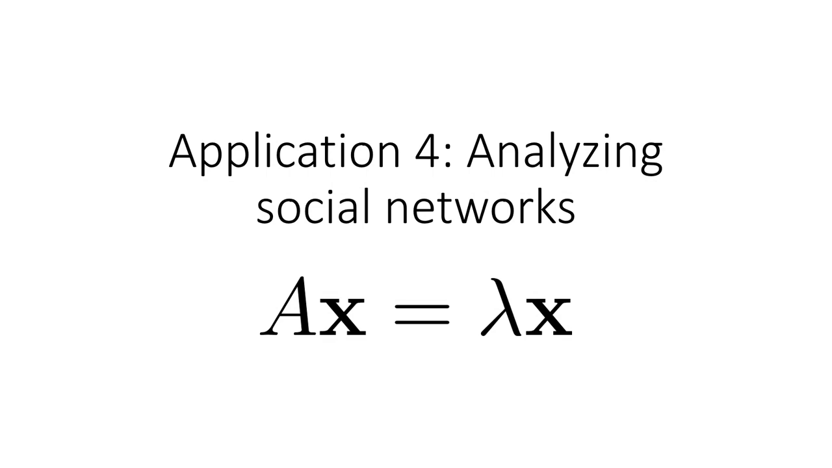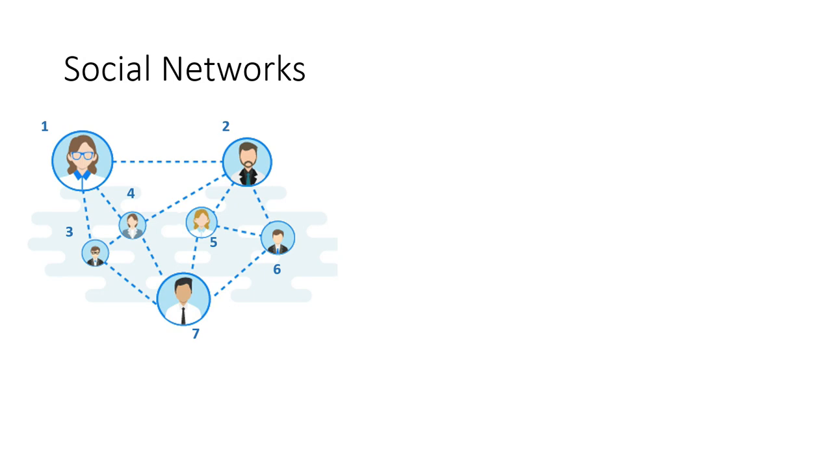All right, that brings us to our last application, analyzing social networks, or any network really. Let's suppose that we have a group of people and we map out which people are friends. We might construct a graphical representation of those friendships, like the one on the left, where each person gets their own circle. Those circles are numbered from 1 to 7, and the dashed lines represent friendships. So person 1 is friends with persons 3, 4, and 2.